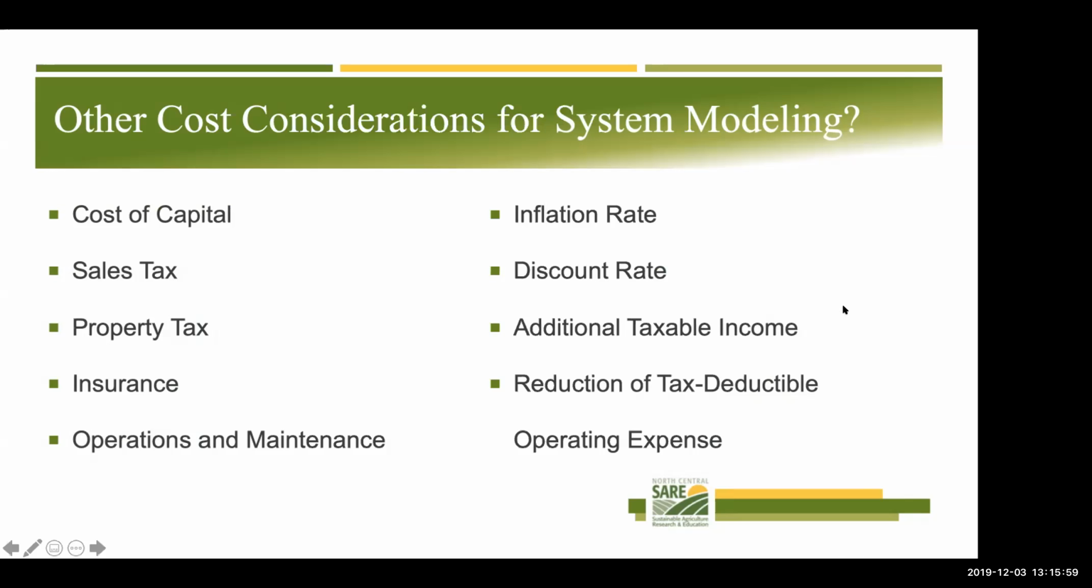And so it's important to make sure that you're comparing multiple quotes and really identifying what's included in those different quotes or proposals. So some of the other considerations you might think about, and these are all considerations that John and I will show you how simple it is to account for them using the System Advisor Model later on in this webinar series: cost of capital, sales and property tax, insurance, operations and maintenance, inflation and discount rates, additional taxable income. So, if we're going to acquire a 25% grant, we need to account for that as taxable income in our cash flow table. And then reduction of tax deductible operating expenses.